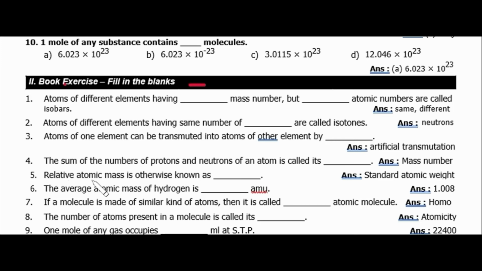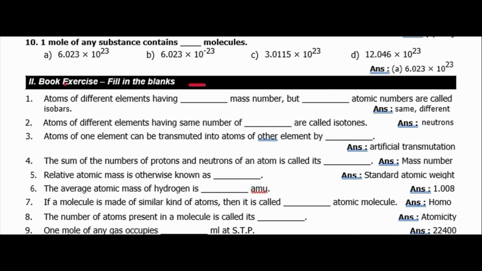Fifth one, relative atomic mass is otherwise known as dash, standard atomic weight. Sixth one, the average atomic mass of hydrogen is dash AMU. Answer is 1.008. Next, seventh one. If a molecule is made of similar kind of atoms, then it is called dash atomic molecule. Homoatomic molecule. Eighth one. The number of atoms present in a molecule is called as dash, atomicity.